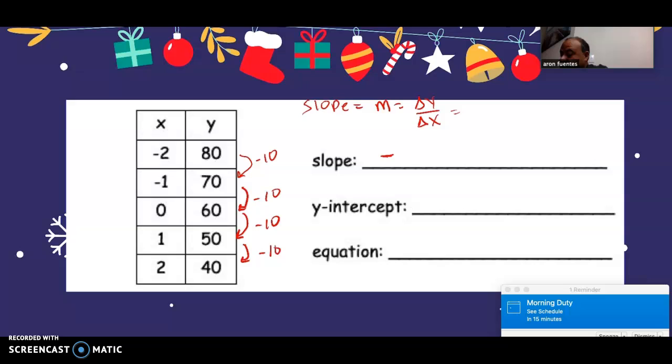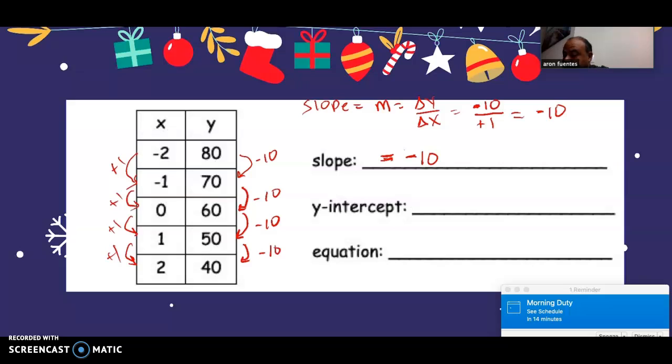Okay, let's see over here. It is plus 1, plus 1, plus 1, and plus 1. So now I know that my change in y is a negative 10, and my change in x is plus 1, and negative 10 divided by 1 gives me a negative 10. So therefore, m, which is my slope, is going to equal negative 10, right?